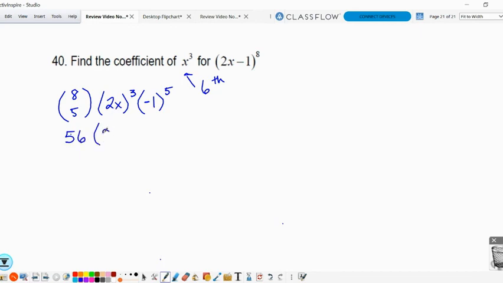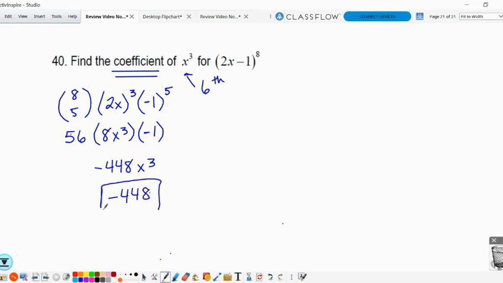2x cubed would be 8x cubed. And then negative 1 to the fifth is going to leave us with a negative 1 here. So we have a negative coefficient. All multiplied together, 56 times 8 times negative 1 gives us negative 448 x cubed. But this only wants the coefficient, so our final answer is negative 448.